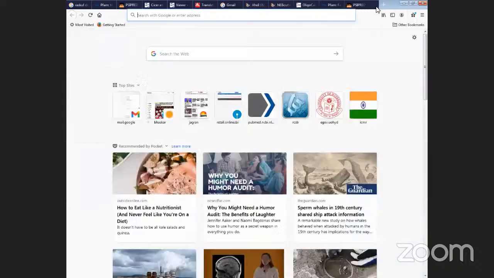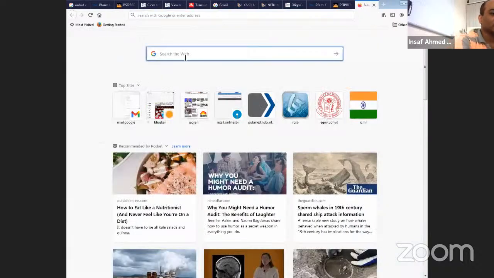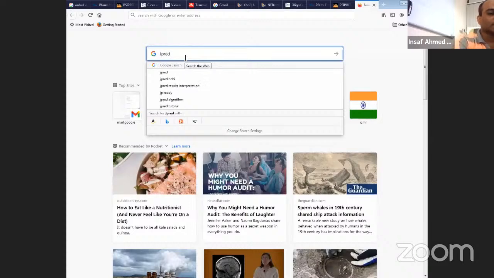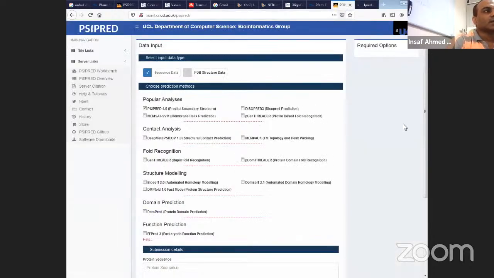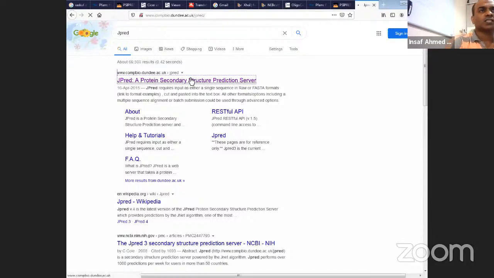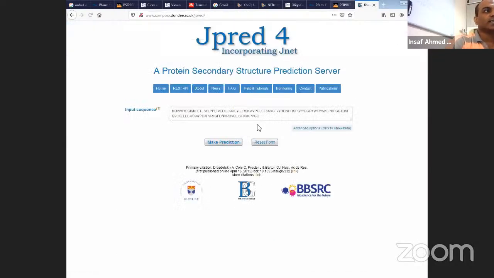So I will run JPred actually. PSIPRED is not running, so let's run JPred. This JPred also works for secondary structure. You see here also a secondary structure prediction server, and they have given one sample. So we can just paste our sequence here, and then tell the program to make the prediction. Now it will take its time to run.